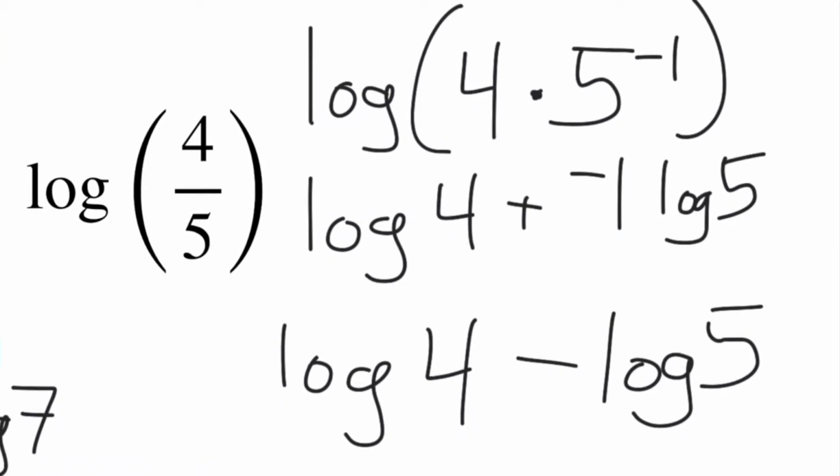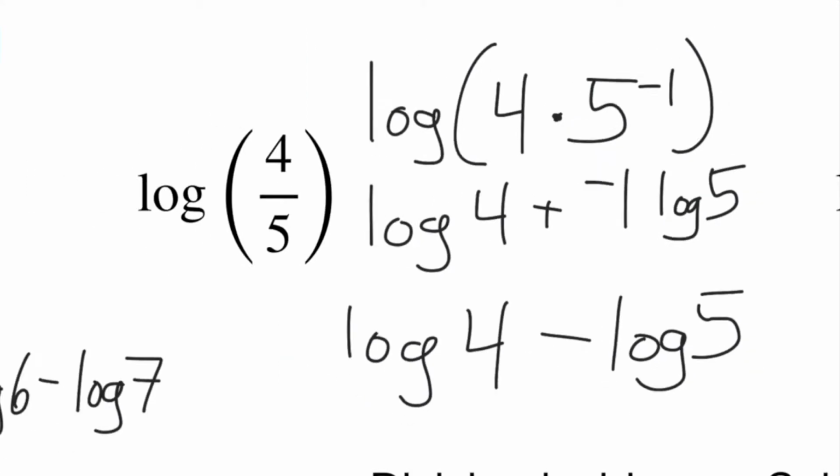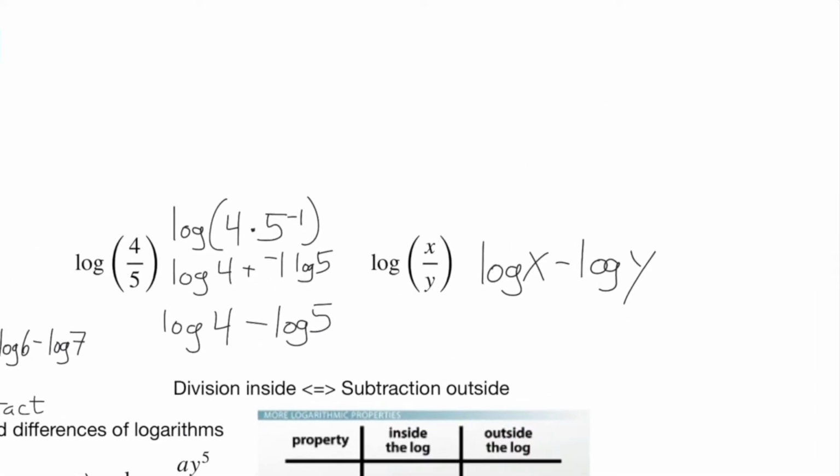Same idea here. Log of 4/5, 4 divided by 5. Well, this divided by 5 is the same thing as times 5 to the negative 1. Negative 1 becomes a multiplication symbol, plus negative 1 just turns into subtraction. So log of 4/5 is going to equal log of 4 minus log of 5. Division on the inside, subtraction on the outside.